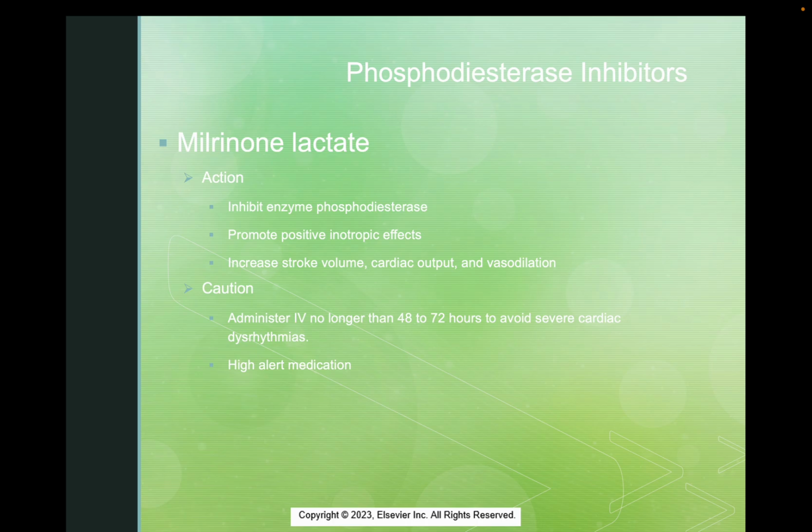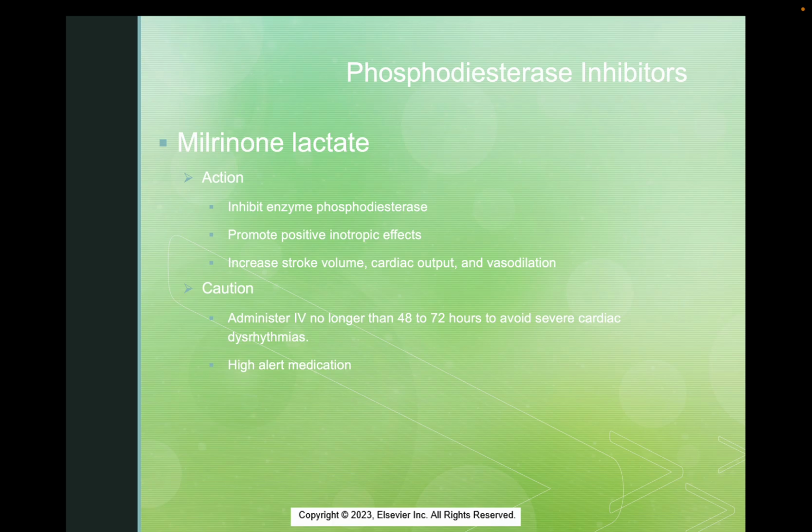So that is digoxin. So we'll move on to phosphodiesterase inhibitors. Milrinone is the primary phosphodiesterase inhibitor that we talk about. They're a positive inotrope, so increasing contractility, and they inhibit the enzyme phosphodiesterase. So they increase your stroke volume, your cardiac output, and promote vasodilation.